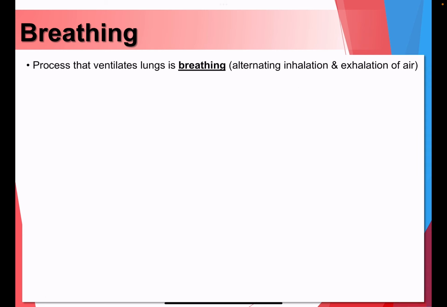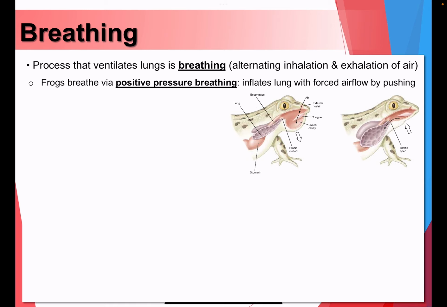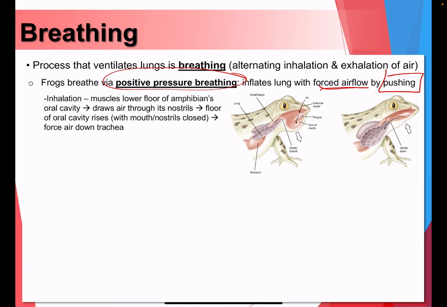All right. So what allows for breathing to happen? We talked about the parts that have to do with breathing. So what drives the movement of air into your lungs? First, frogs have what's called positive pressure breathing, where they inflate the lungs with some sort of forced airflow by pushing. Remember, the key word here is pushing for positive pressure, because we're going to talk about the opposite, negative pressure, with humans.